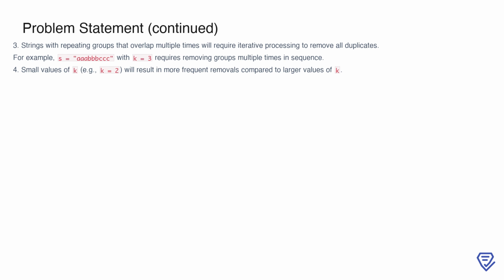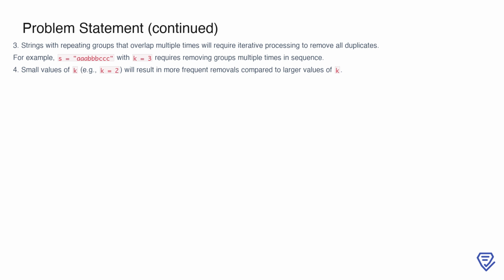Finally, it's important to consider some constraints and edge cases. The length of the string can go up to 100,000, and k can be as large as 10,000. So handling large inputs efficiently is crucial. An edge case occurs when k is larger than the length of the string, as no groups of size k can exist, meaning the output will always be the same as the input. Similarly, if the string has no groups of adjacent duplicates, no removals are made, and the output remains unchanged.